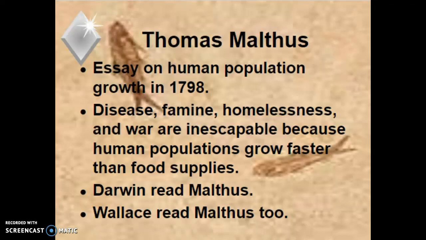Darwin read this shortly before he took off on the Beagle on his famous trip. There's another guy named Wallace we're going to come across here in just a little bit. He read Thomas Malthus too. So these guys are thinking about this. Some organisms can survive and some can't as they're developing these evolutionary ideas.